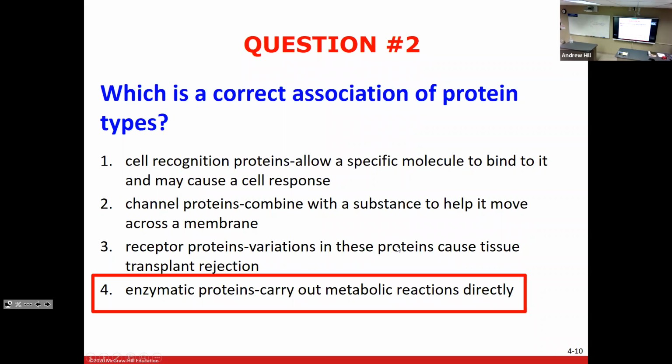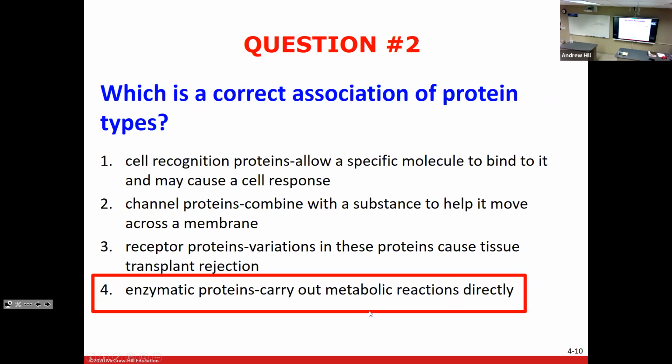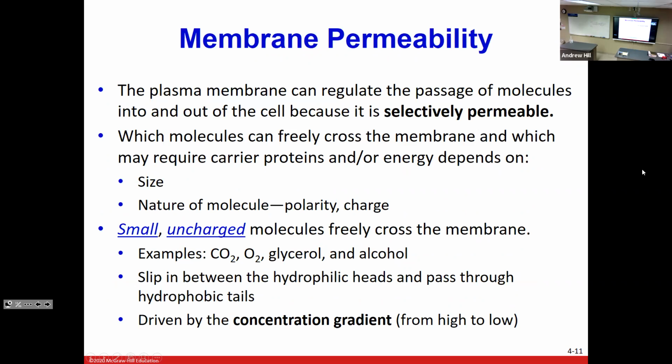So that leaves this one. So which is the correct association? This has to be the right one. Enzymatic proteins carry out metabolic reactions directly. Okay, so they have this bit that's hanging down here into the cytoplasm, and they'll carry out a metabolic reaction. Okay, so let's move on to membrane permeability.